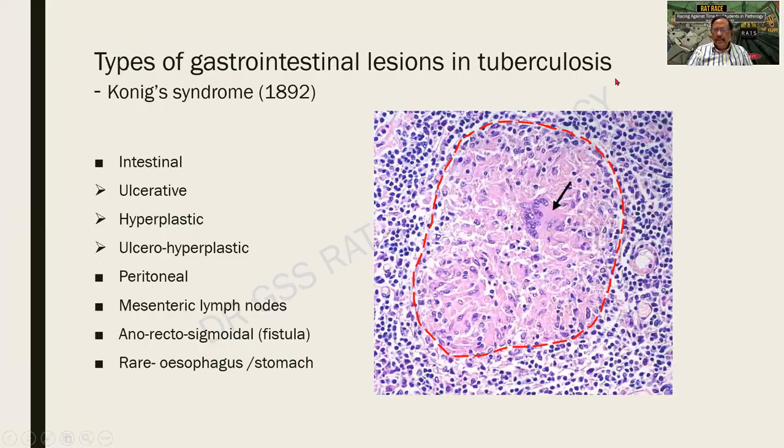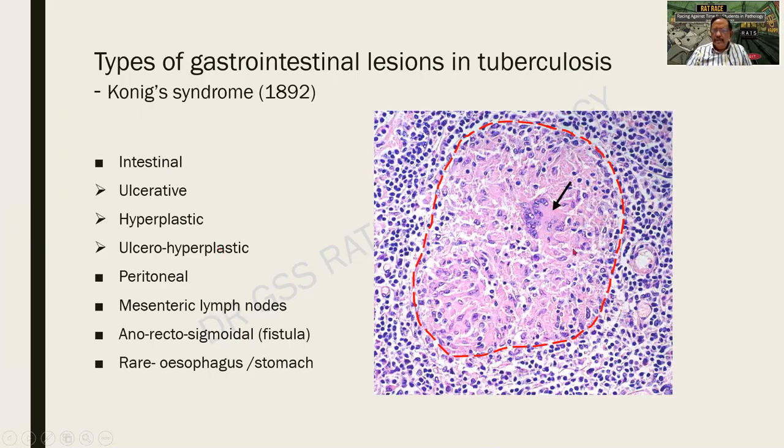What are all the gastrointestinal lesions in tuberculosis? Intestinal, in which there can be ulcerative. We had seen that. There is one variant called hyperplastic. I'll show you the picture. And the third one is a combination of both, which is called ulcerohyperplastic.